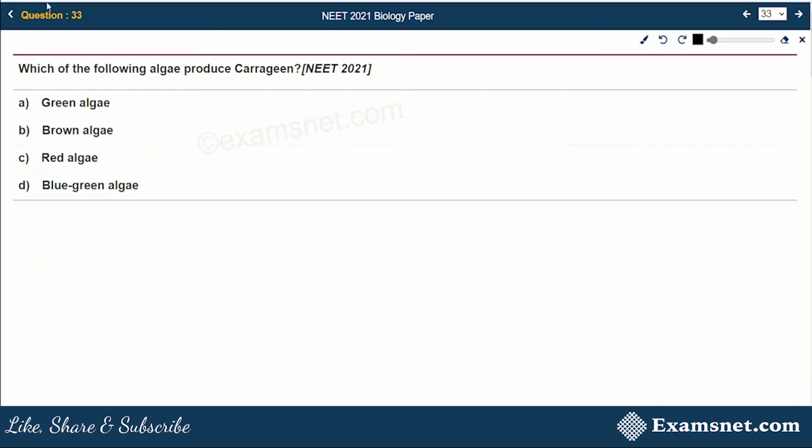Question number 33 is from the chapter Plant Kingdom, class 11, and the question is, which of the following algae produce carrageenan? And the options are green algae, brown algae, red algae and blue green algae. So the correct option is option C, that is red algae.